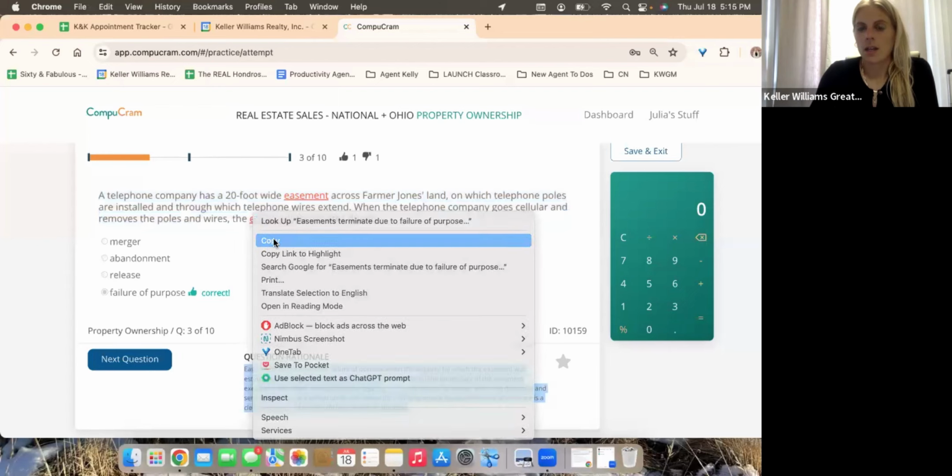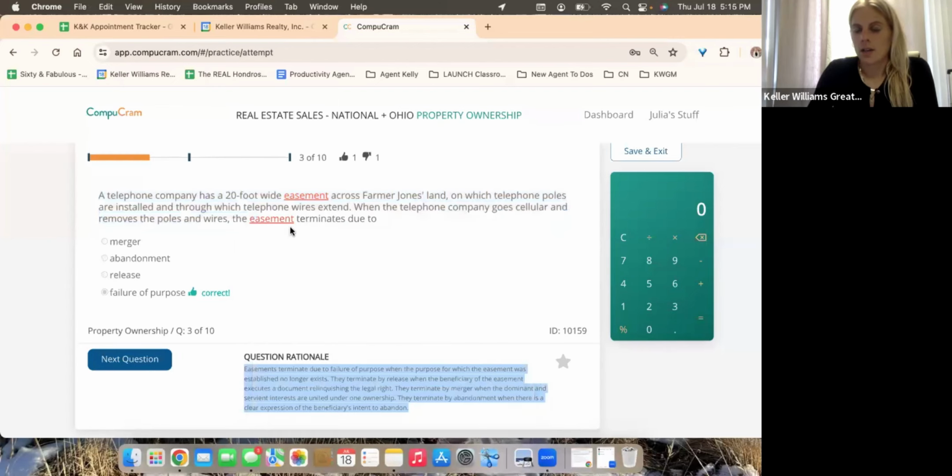So the key word for this is terminates. The easement terminates due to failure of purpose.